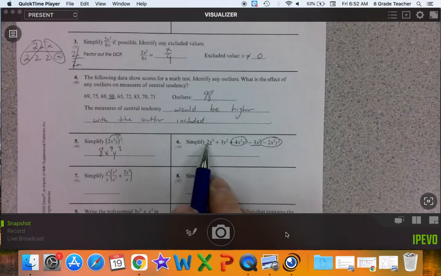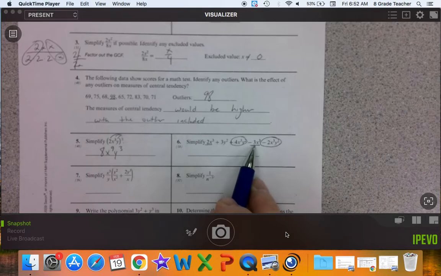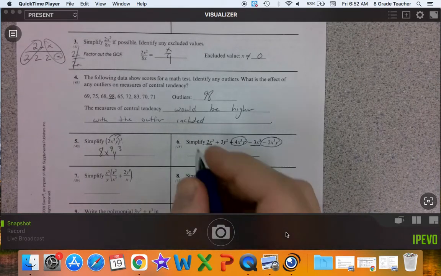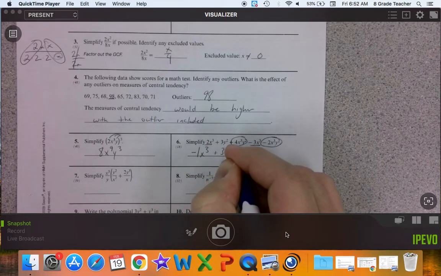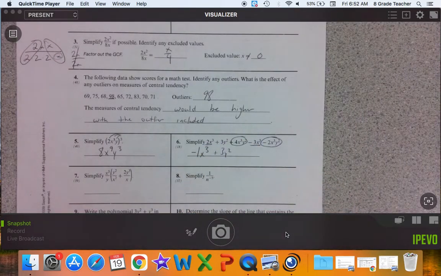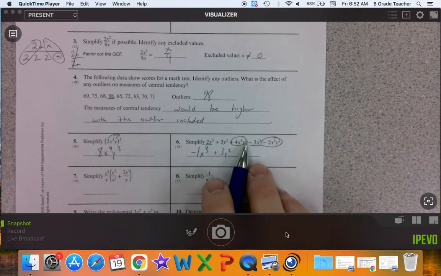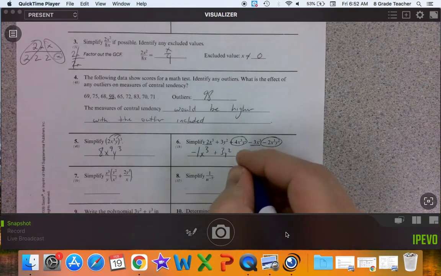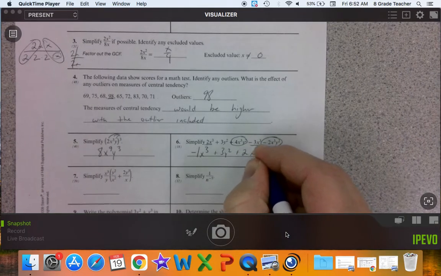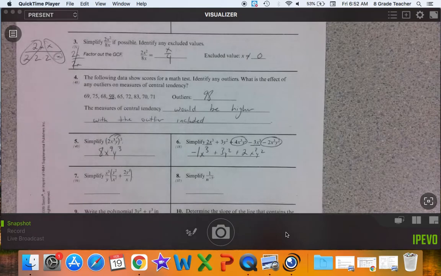You've got a positive 2x and you've got a negative 3 here. So 2 minus 3 is going to give you negative 1x to the third plus 3y squared, because there isn't any math to do with that number. And then you're going to have positive 4x to the third y squared minus 2x to the third y squared. 4 minus 2 is going to give you positive 2x to the third y squared.